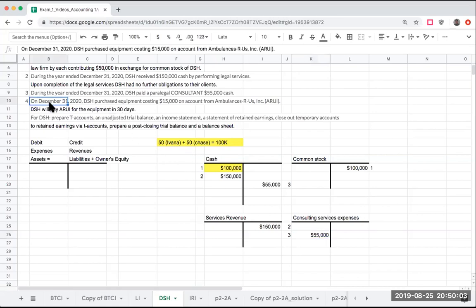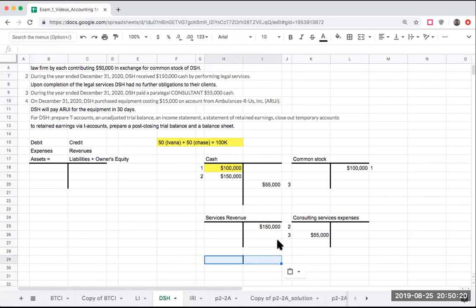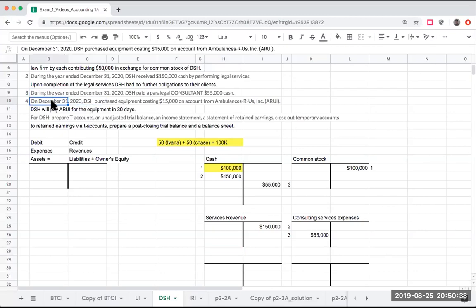Okay. Number 4, I purchased equipment costing $15,000 on account, and this is on December 31st, 2020, from Ambulances R Us. I will pay for the equipment in 30 days. Okay. So right over here, let's figure out what's happening in this one for number 4. So here for number 4, what exactly is going on? What am I receiving? I'm purchasing equipment.